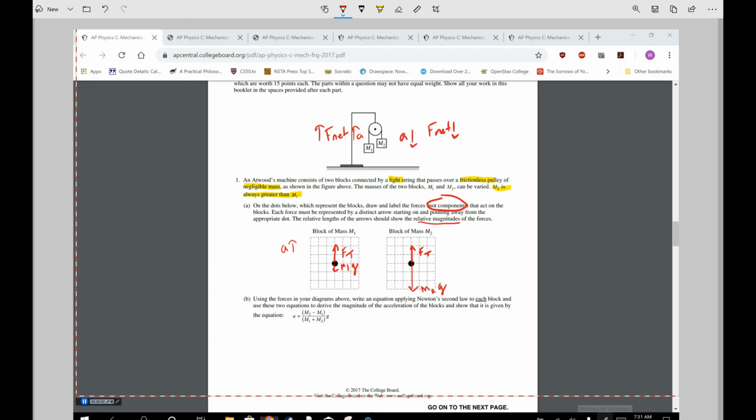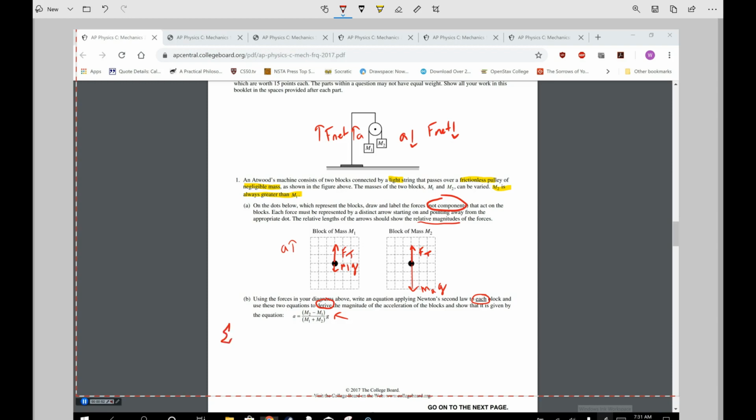Let's talk about B. Using the forces in your diagram above, write an equation applying Newton's second law to each block. So notice they don't want us to do the thing that we've talked about, which is making both blocks together one system, and using these equations to derive the magnitude of the acceleration and show that it is this equation. So they want you to derive. So we talked last problem about this word derive. Derive means you can't just write the answer. You must show all of your steps as if you're writing a proof or as if maybe you're the teacher teaching the class, right? Assume that the grader doesn't know how to get there and you must show all of the steps.